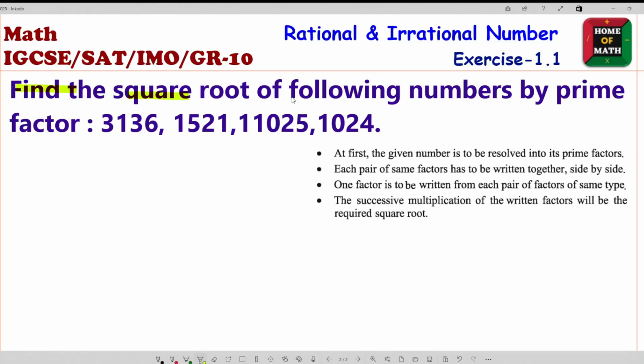Find the square root of the following numbers by prime factor.